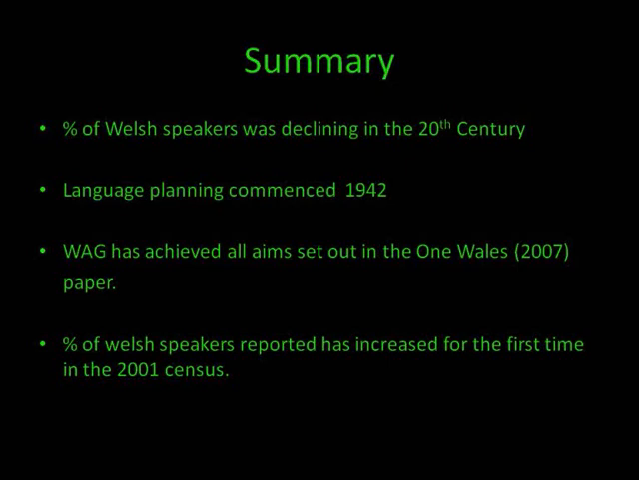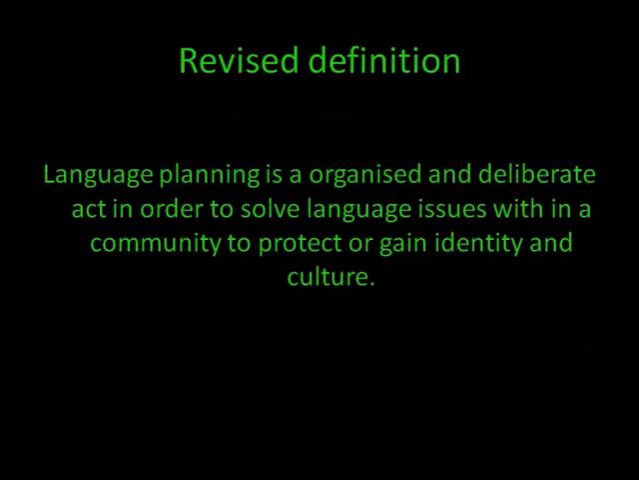And so in summary, we can see that due to the decline of the Welsh language in the 20th century, the government implemented a strategy in 1942 to combat the decline and increase the number of people who spoke Welsh. The Welsh Language Measures document reports that all aims in the One Wales document have been achieved, with the first increase in speakers in the 2001 census. From this, we can deduce that language planning is an organised and deliberate act in order to solve language issues within a community to protect or gain identity and culture.